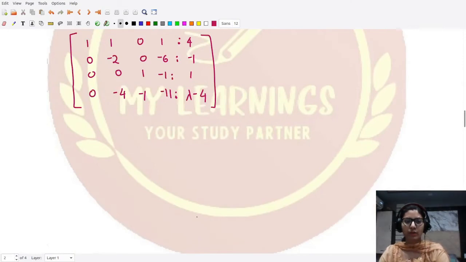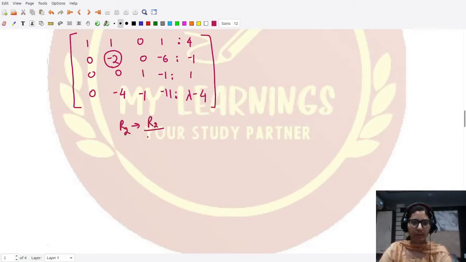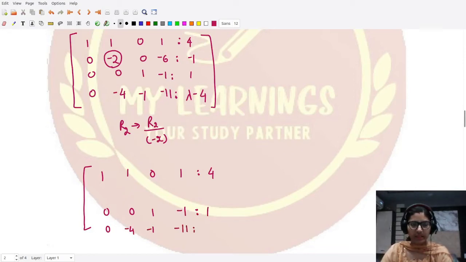Now next, what do we want to do here? We want to make this element 1. So how can we make this 1? On R2 we'll apply R2 divided by -2. So we'll divide by the same element in order to make it 1. All the other elements in rows 1, 3 and 4 will be as such, so we can just copy down all the other elements first. So you have 0, -4, -1, -11, and then lambda minus 4.